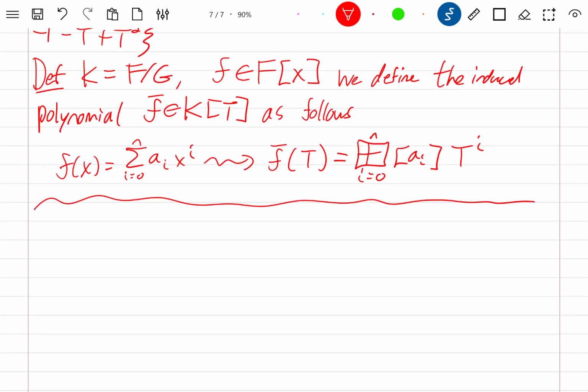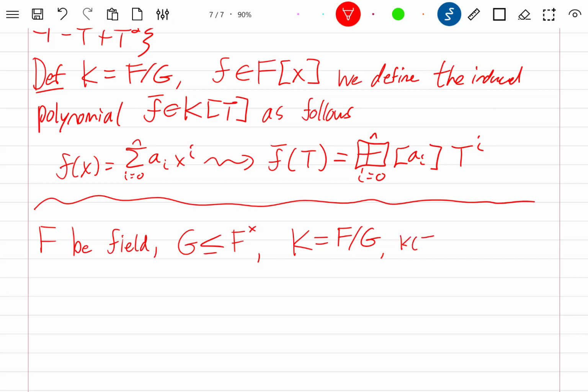So let's set some terminology. I will let F be a field. I will let G be a multiplicative subgroup of the multiplicative group of F. I'll let K be F mod G, the quotient hyperfield. And I will let k(T) be a polynomial over my hyperfield that contains no roots in my hyperfield K.